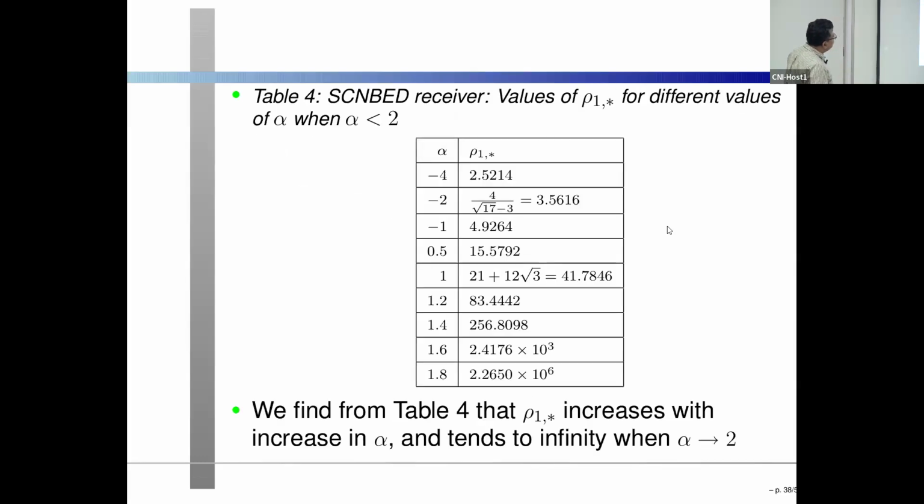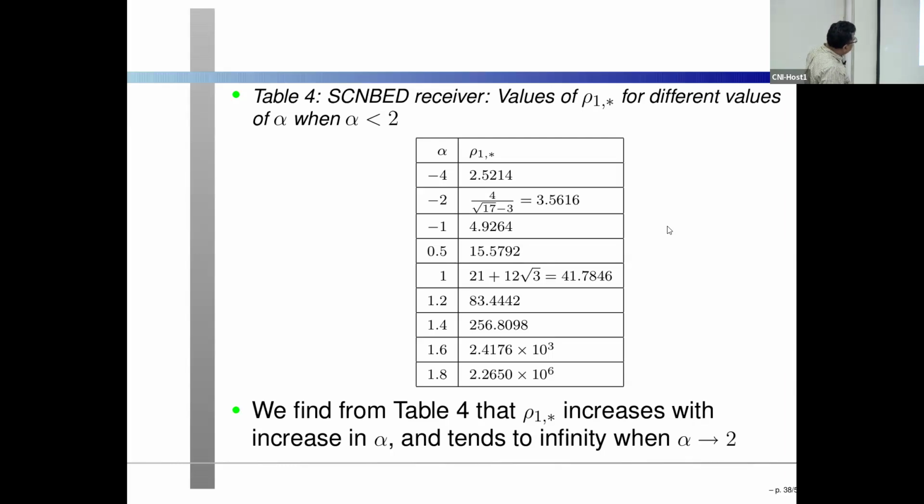Now this is a table just to show you how this rho 1 star varies for different values of alpha, alpha less than 2. You can see that, this is alpha minus 4, minus 2, minus 1, it's gradually increasing. Some of them can be obtained in closed form, exact, in terms of this kind of number, irrational numbers. The others you have to do numerically. And as you can see, as alpha increases, this goes on increasing.